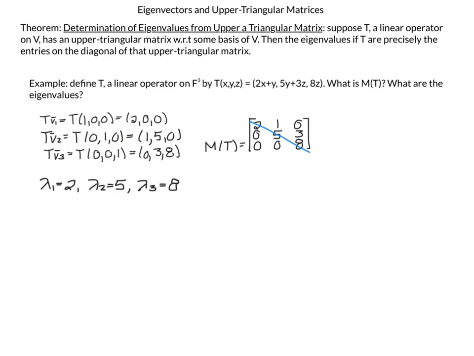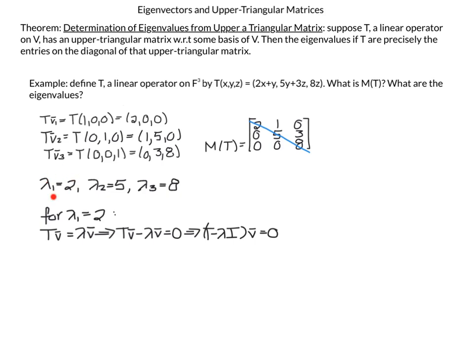From there, we can find our eigenvectors as we did in our last video. I will do one of them for you. I'm going to choose lambda equals 2. So we're looking at Tv equals lambda v. This is our definition of the eigenvector and eigenvalue. So if we subtract lambda v from both sides of the equation, we get Tv minus lambda v equals 0. And then factoring out the v, we get (T minus lambda I) v equals 0.